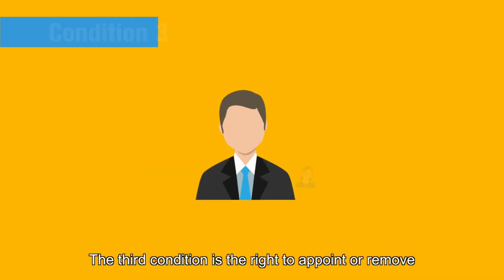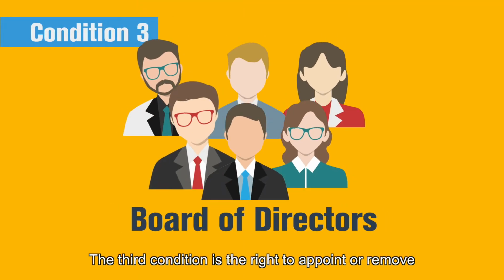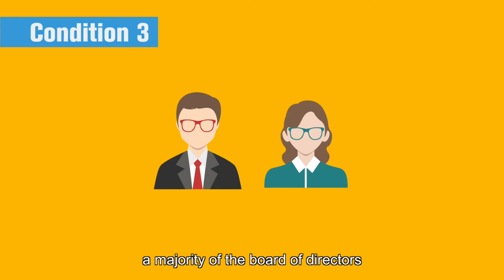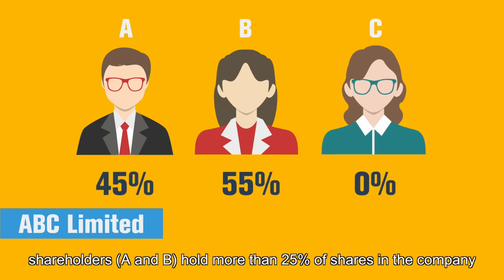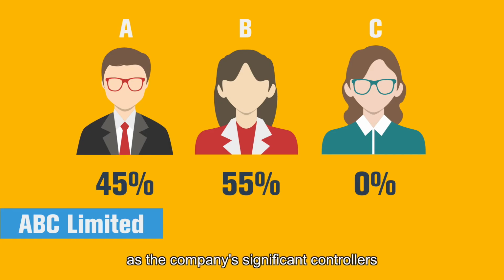The third condition is the right to appoint or remove a majority of the Board of Directors. For example, in ABC Limited, shareholders A and B hold more than 25% of shares in the company, and they are readily identified as the company's significant controllers.